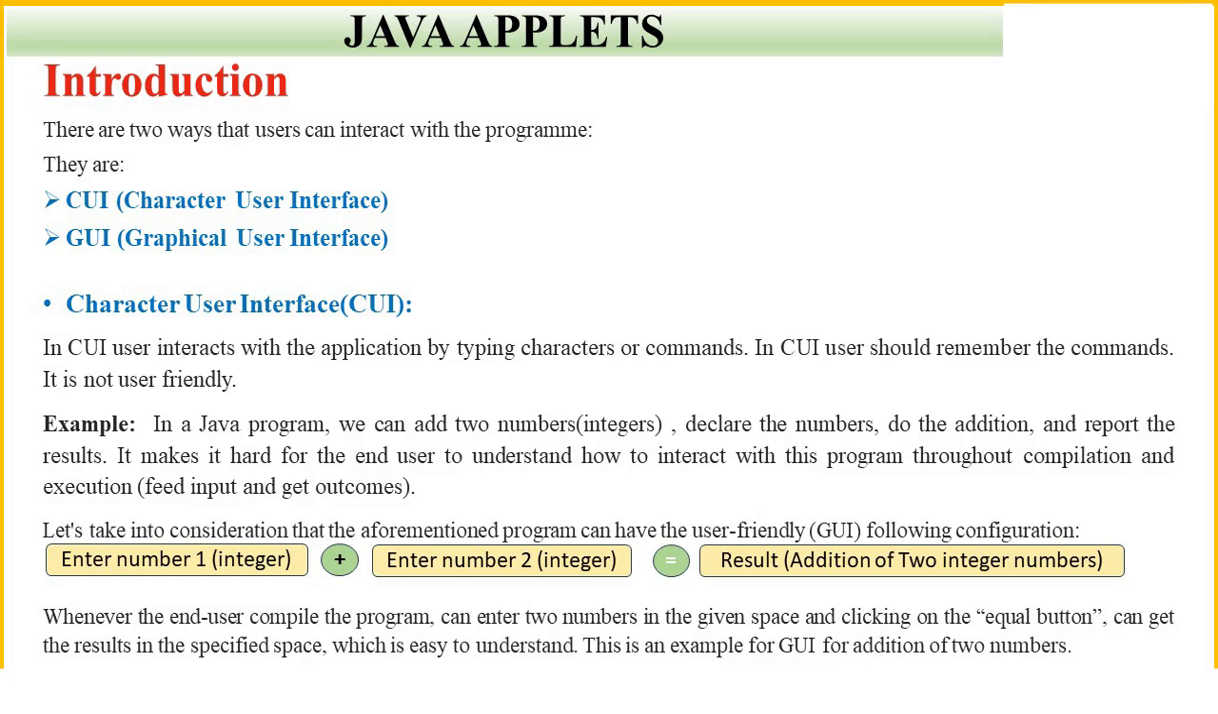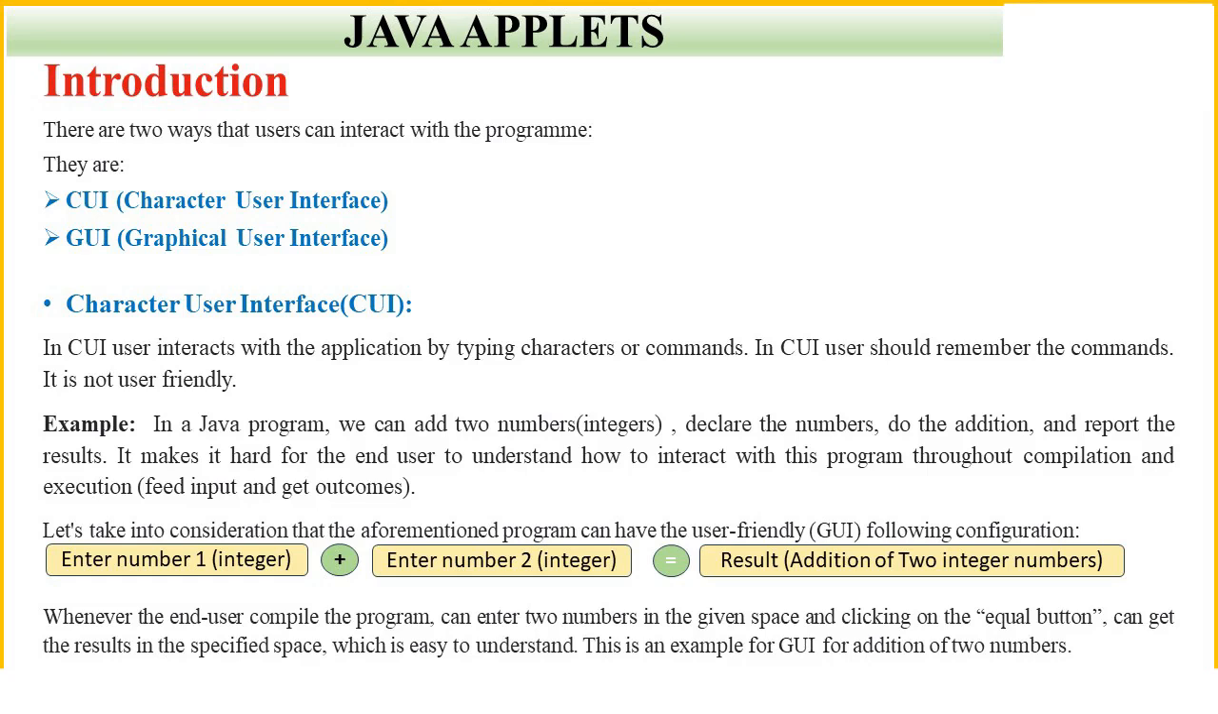Character user interface. In a character user interface, the user interacts with the application by typing characters or commands. In CUI, you should remember the commands. It is not user friendly. For example, in a Java program, we can add two numbers: declare the numbers, do the addition, report the result. It makes it hard for the end user to understand how to interact with the program throughout compilation and execution.